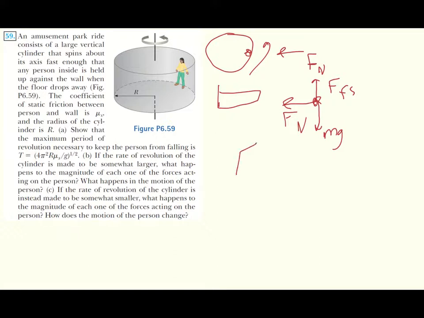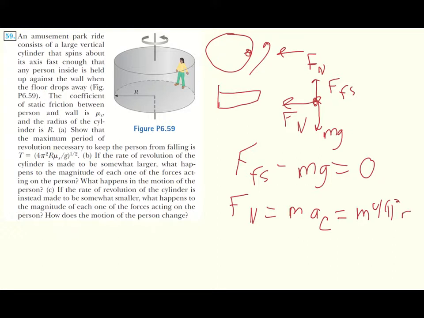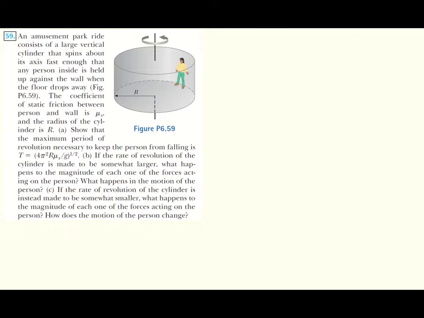So we're going to have Fs minus mg equals 0. And the normal force is going to be m a sub c. Since we're dealing with period here, rather than use v squared over r, I'm going to replace this with m 4 pi squared r over T squared, where T stands for the period. Then we're going to do some substituting to make it a little bit easier.